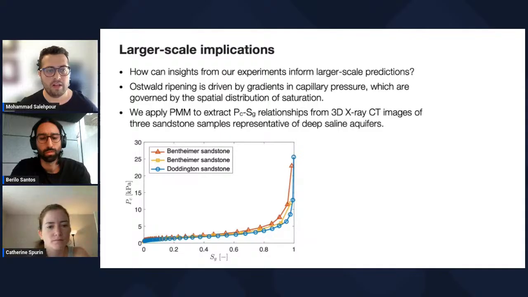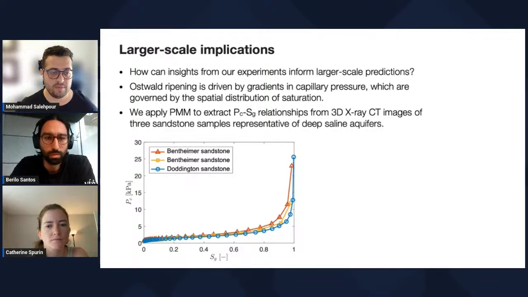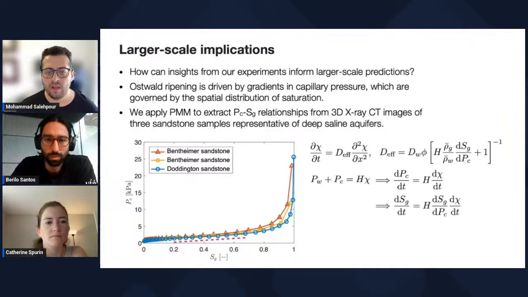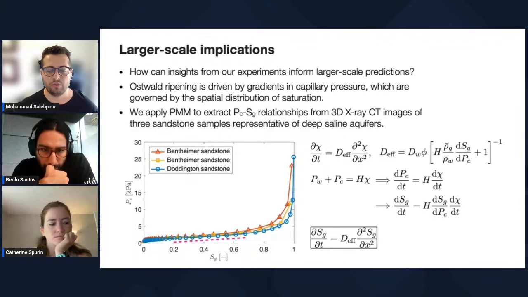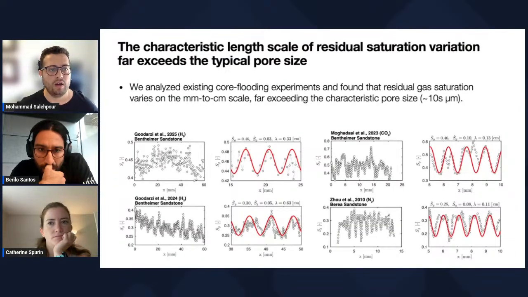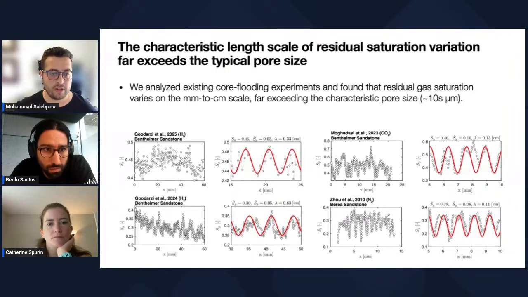understanding, we applied the PMM code to extract the PCS relationship from several different 3D images from microCT for different sandstones. And using Henry's law and also the chain rule, we were able to write the diffusion equation based on saturation. We also analyzed existing core flood experiments and found that the residual gas saturation varies between millimeter to centimeter scale, which is far exceeding the characteristic pore size of tens of micrometers.